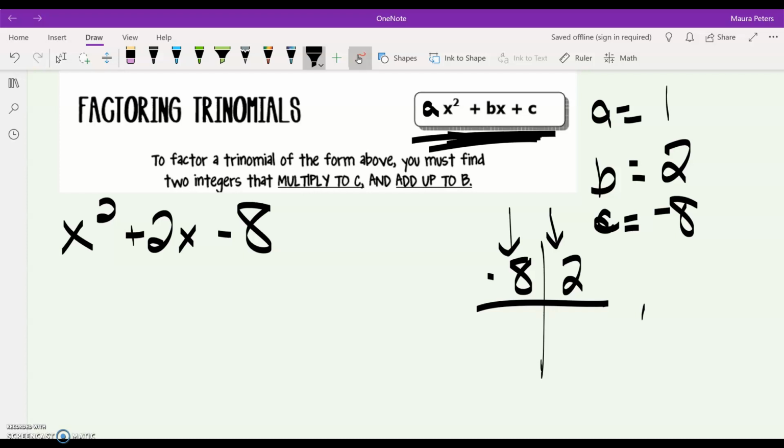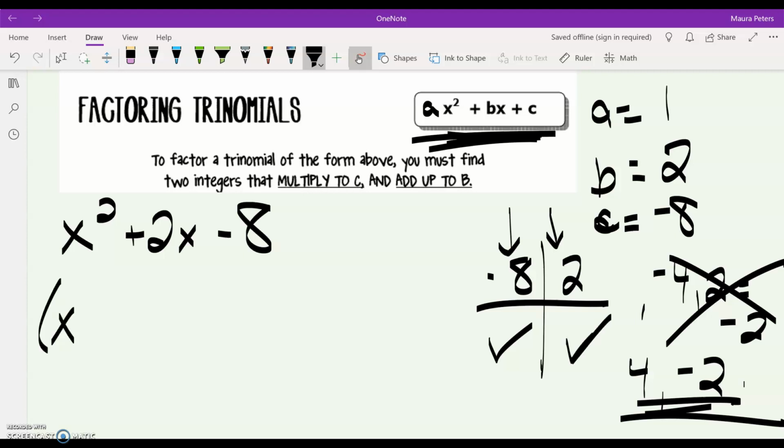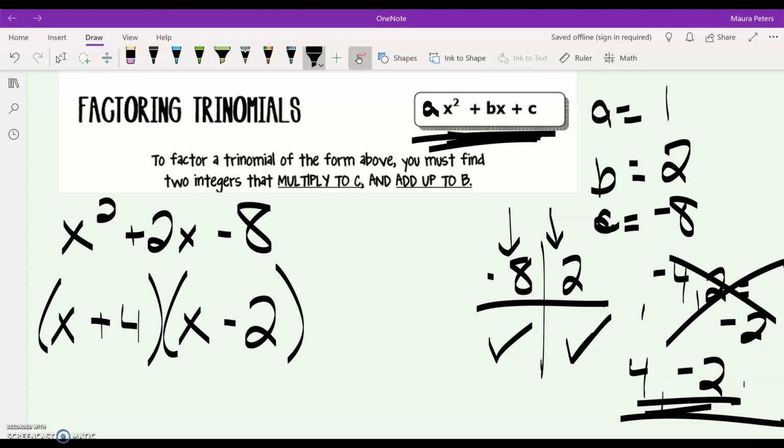So I'm thinking here, negative 4 and 2. Well, negative 4 times 2 is negative 8, so that works. But negative 4 plus 2 is equal to negative 2, so that doesn't work. But perhaps some altered way of viewing that would be 4 and negative 2. 4 times negative 2, that's negative 8, so that box is checked off. 4 plus negative 2, well, that's positive 2, so that box is checked off. So I know that my two numbers are positive 4 and negative 2.